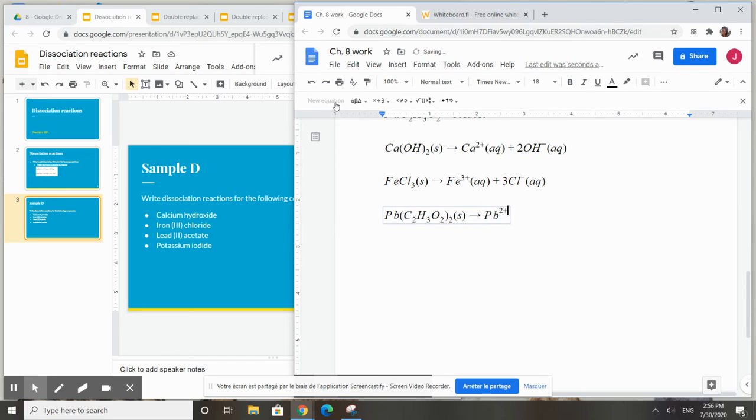Even though acetate has more than one type of atom in there, it's a polyatomic ion, so we keep polyatomic ions together. It's a completely different type of reaction when polyatomic ions break apart. And then I just balance out my equation. I have to put a 2 here to balance out my carbons, hydrogens, and oxygens.